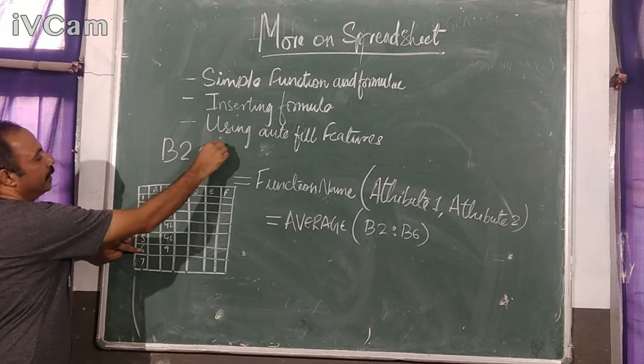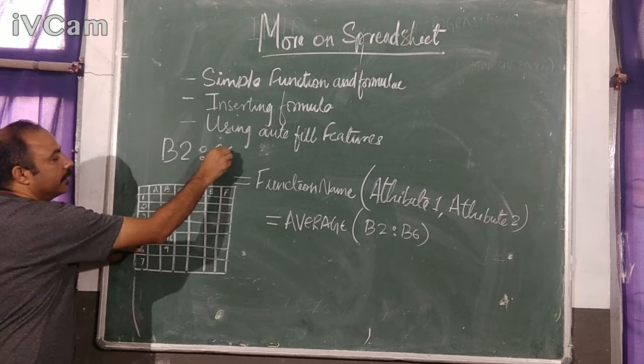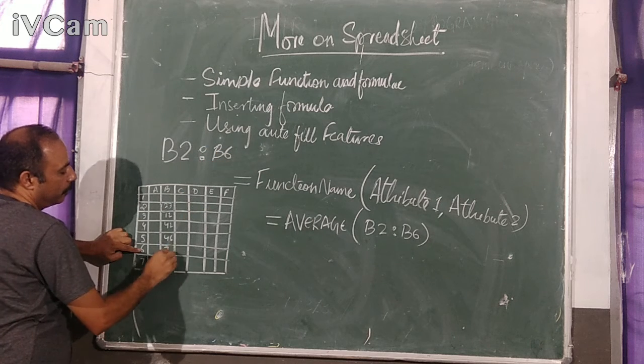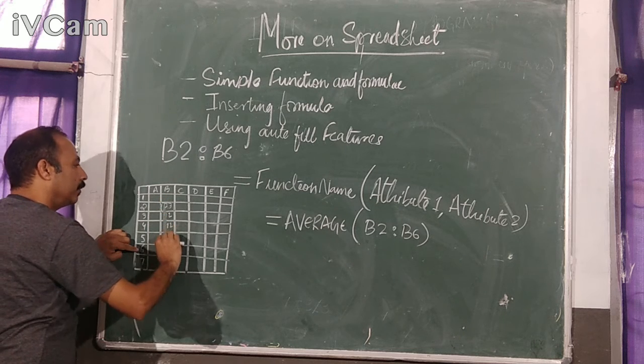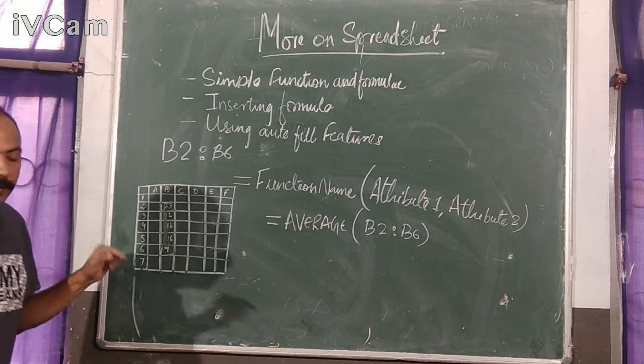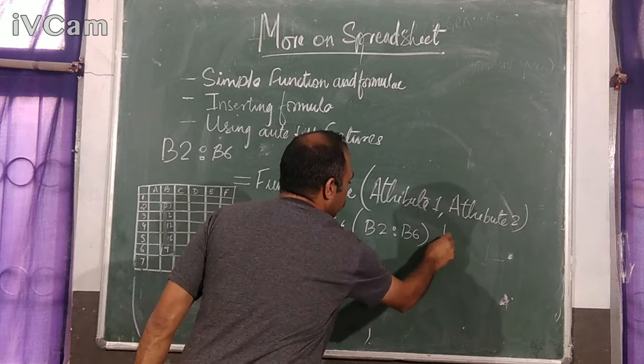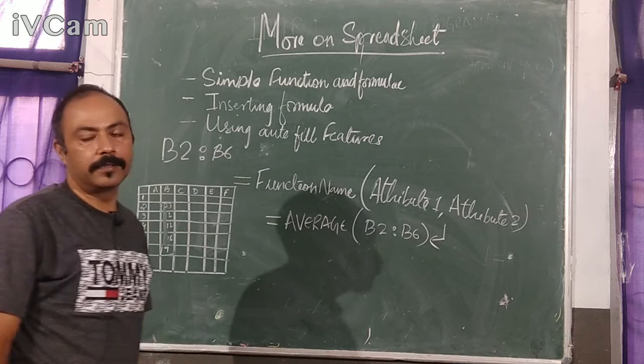From 23 to this one. What is the address of this? This is in B column, 6th row. I want the average from cell to cell. That means I am specifying the range from cell to cell to get the average. When I press the enter key, I will get the result.